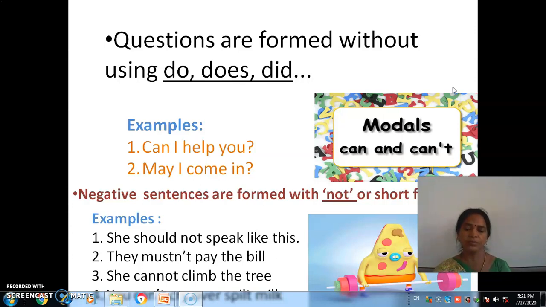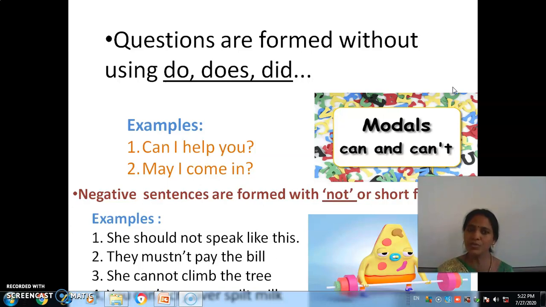So how? Usually questions start with why, what, how, where, followed by do, does, did. Where does she study? Where did you go? Now using modals, we avoid these verbs do, does, did. How it is formed, just see here. Examples using modals: can, may. These are the two modal verbs I am using. Can I help you? May I come in?